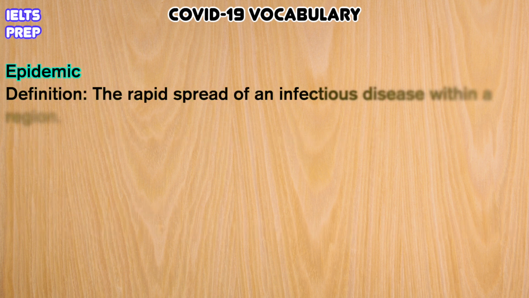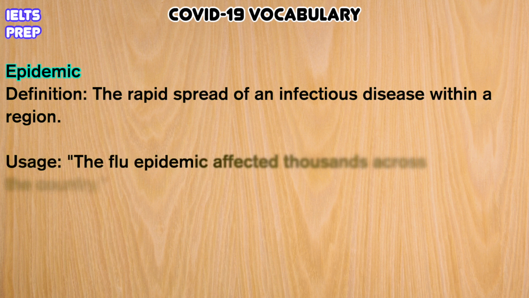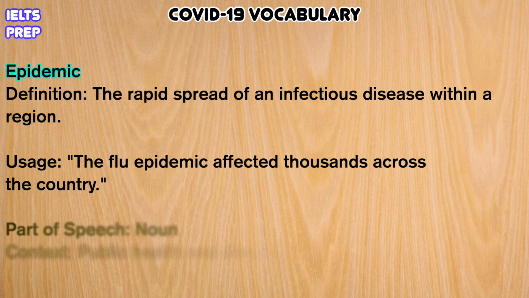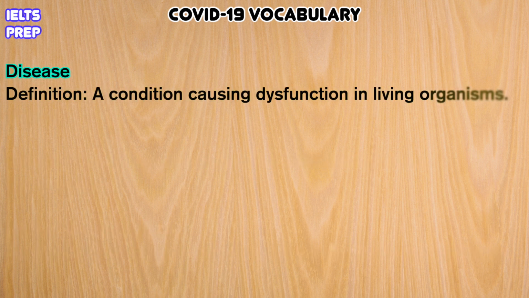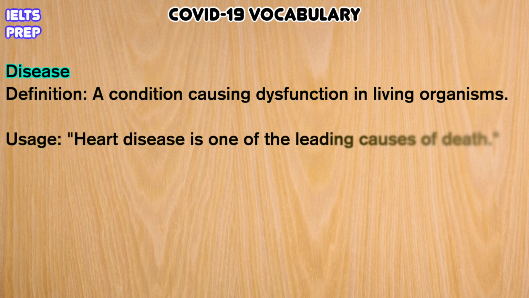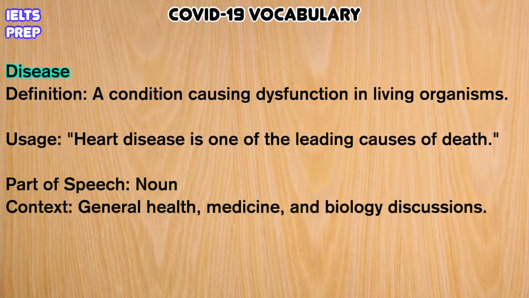Epidemic. Definition: the rapid spread of an infectious disease within a region. Usage: the flu epidemic affected thousands across the country. Part of speech: noun. Context: public health and discussions about disease patterns. Disease. Definition: a condition causing dysfunction in living organisms. Usage: heart disease is one of the leading causes of death. Part of speech: noun. Context: general health, medicine, and biology discussions.